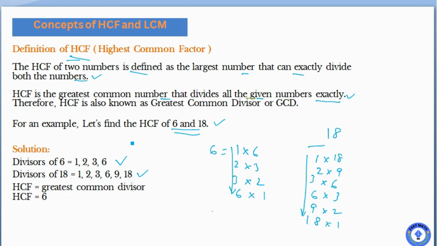As per the definition, the highest common factor which divides both numbers is taken as HCF. What are the common divisors of these two numbers? 6 is common to both. That's why the greatest common divisor can be taken as 6, and the HCF of these numbers is 6. That is the definition of HCF.